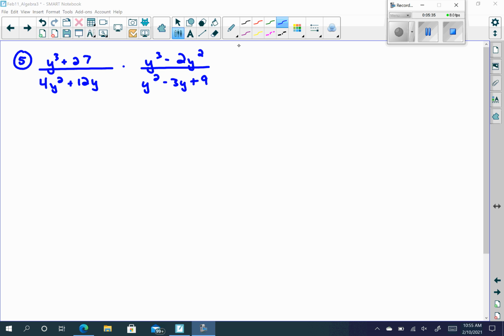All right, for number 5, again, we're multiplying, plenty to factor here. My first numerator is a sum of cubes. So when I go to factor this, this is a binomial times a trinomial. What's going to go first is the cube root of each term, so a y and a 3, same sign, which is plus. Then all I need is my binomial to help me get to my trinomial. First I multiply y times y, so y squared. Then it's the opposite sign, so a minus. In the middle, I multiply 3 times y. Last sign is always positive. Then I multiply 3 times 3, which is 9.